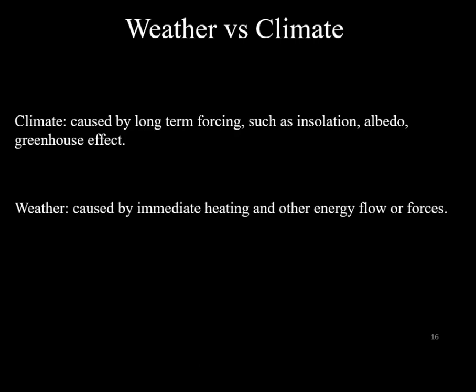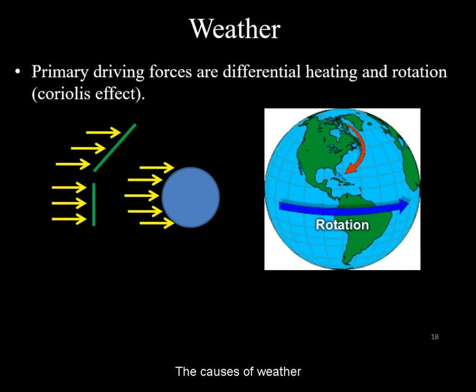Overall climate is caused by long-term, large-scale forcing. So, what causes localized short-term variation that becomes weather? The causes of weather are quite numerous and far too complex to cover in a single short introductory video. Here, we will cover only some examples of them.